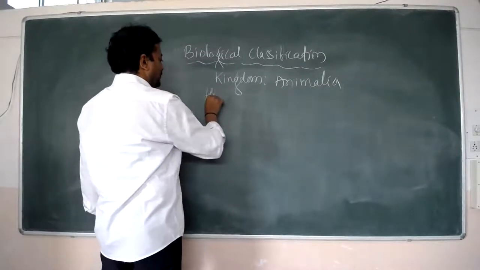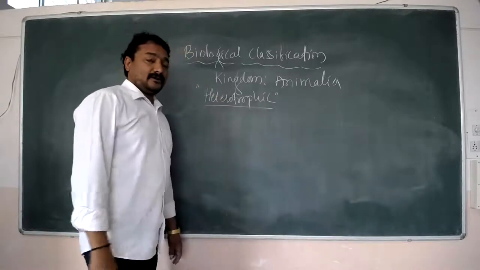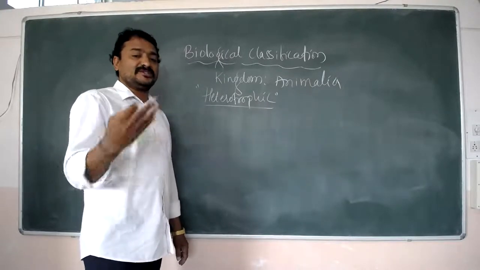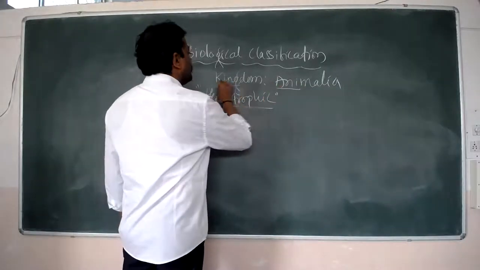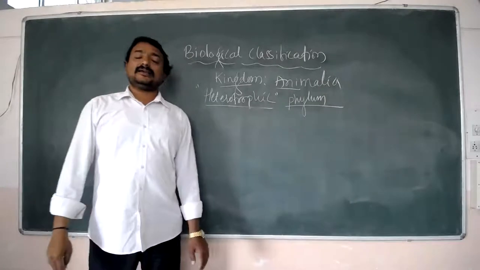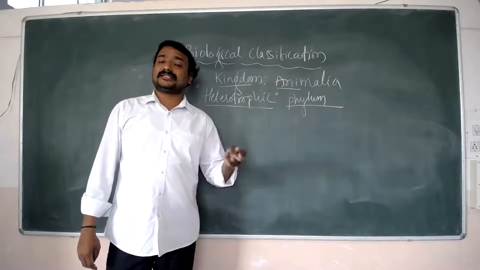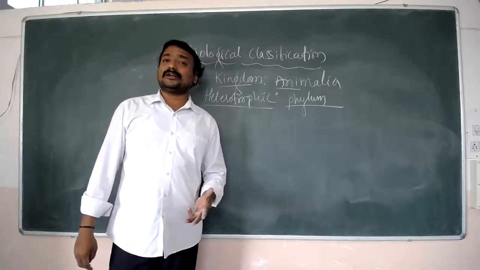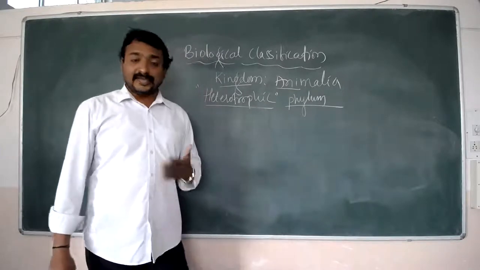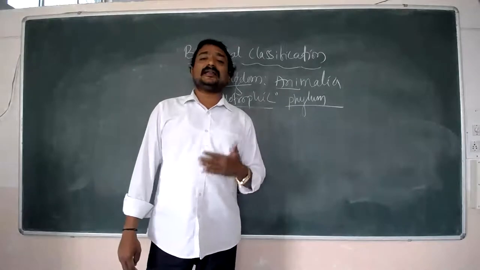You know that they are heterotrophic. Heterotrophic means they depend on other organisms for their food material. For example, animals may be herbivorous or carnivorous. Herbivorous means they feed on plants, carnivorous means they feed on animals. In kingdom Animalia, we mainly discuss about the phyla. Around 11 phyla and subphyla we study: Porifera, Coelenterata, Ctenophora, Platyhelminthes, Aschelminthes, Annelida, Arthropoda, Mollusca, Echinodermata, Hemichordata, Chordata, with subphyla Cephalochordata, then Urochordata. Then in Chordata, we mainly study mammals, amphibians, reptiles, aves, pisces.